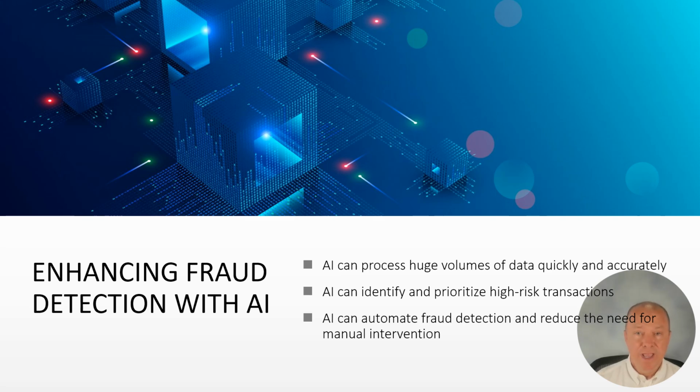AI can help financial institutions to process huge volumes of data quickly and accurately, enabling them to better identify and prioritize high-risk transactions. By automating fraud detection, AI can reduce the need for manual intervention, freeing up staff to focus on other areas of the business. And with AI, financial institutions can enhance their fraud detection capabilities, providing better protection for their customers and reducing the risk of financial loss.